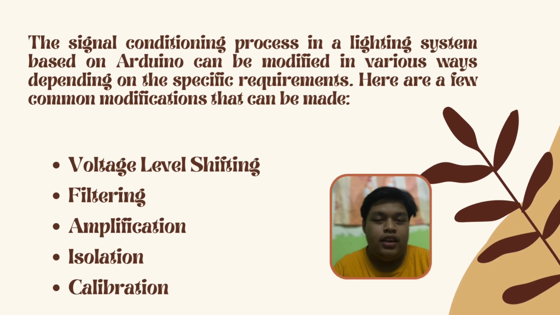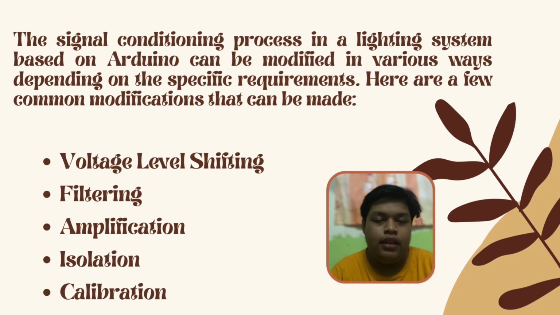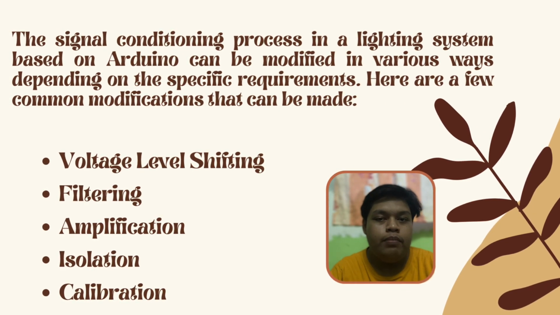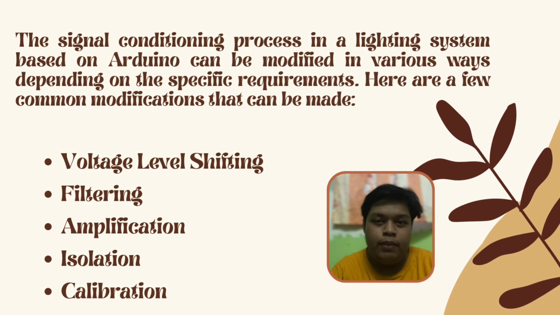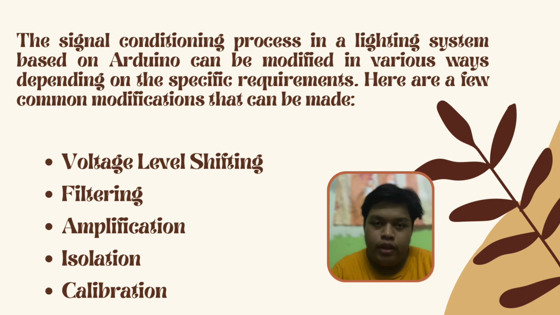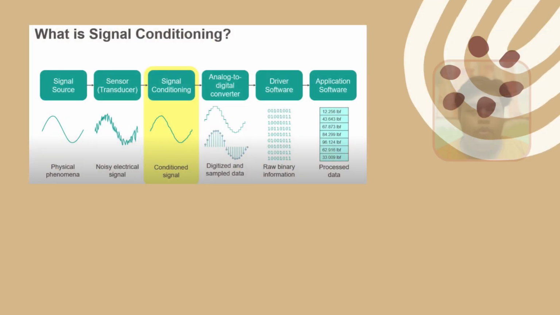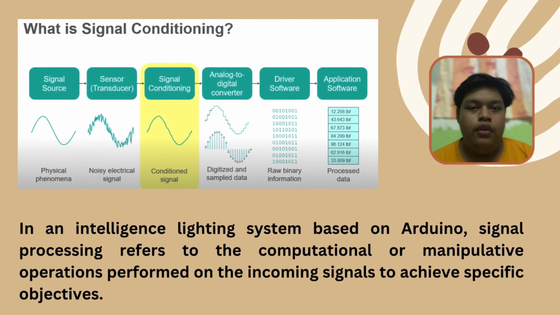The signal conditioning process in a lighting system based on Arduino can be modified in various ways depending on the specific requirements. Here are a few common modifications that can be made. First, voltage level shifting. Second, filtering. Third, amplification. And then isolation. And lastly, calibration. So now what is signal conditioning?